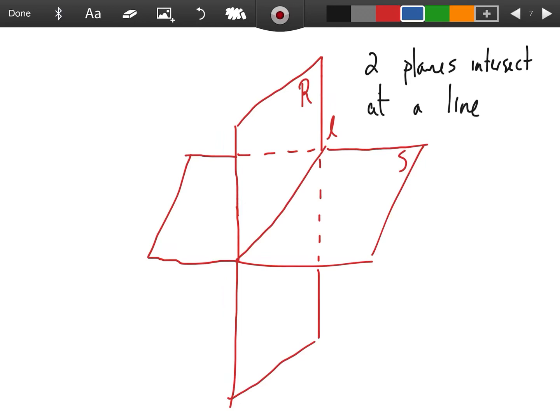Another way of doing this is think of 2 planes that you can see right now. Take a look at a wall and then take a look at the ceiling. Those are 2 separate planes. And where do they intersect? Well, they intersect right at that kind of edge, right? As we go along the ceiling and the wall. That's that line where the 2 intersect. So 2 planes intersect at a line.